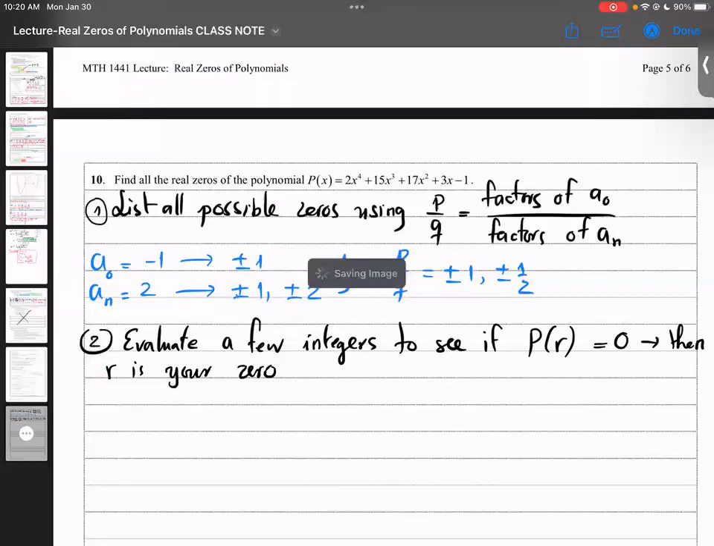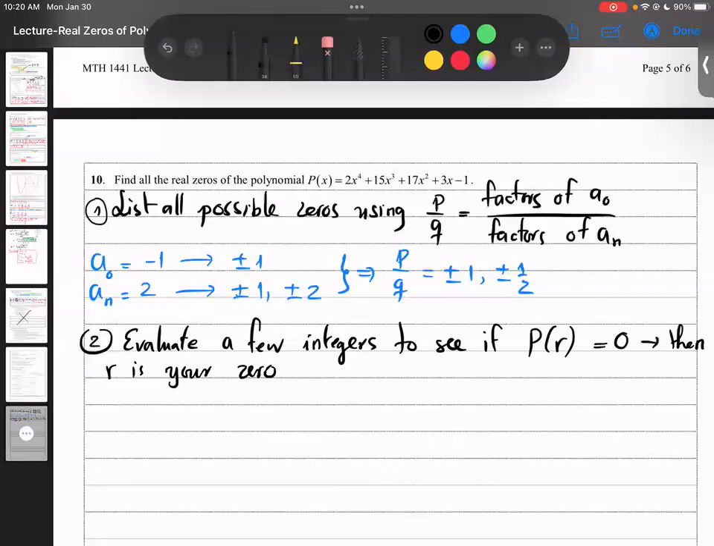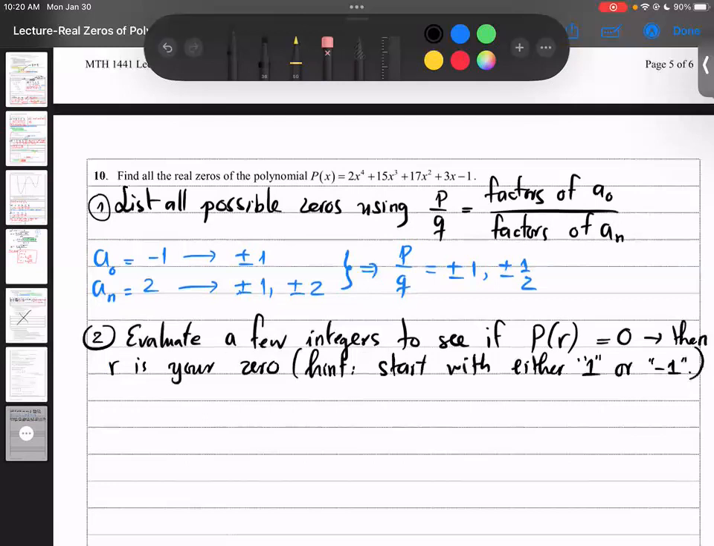My favorite integer, usually I start with either -1 or +1. Hint: start with either +1 or -1 first, right? I'm not saying that you stop right there. First. Wait for you to write those down.